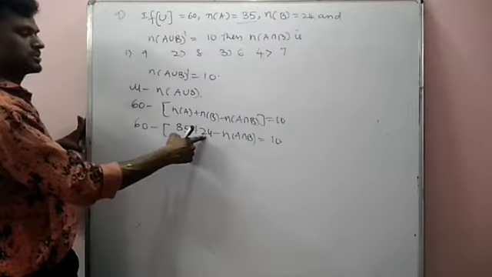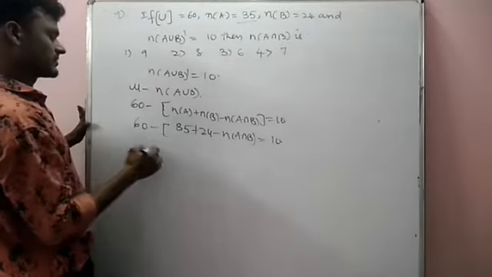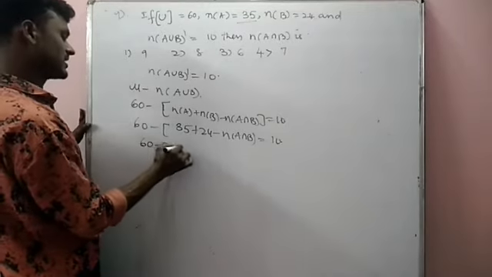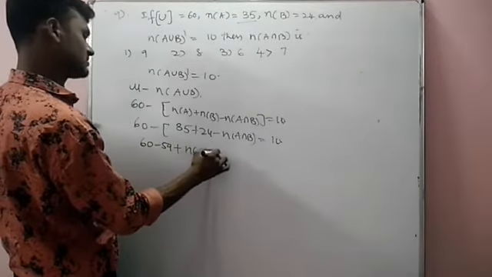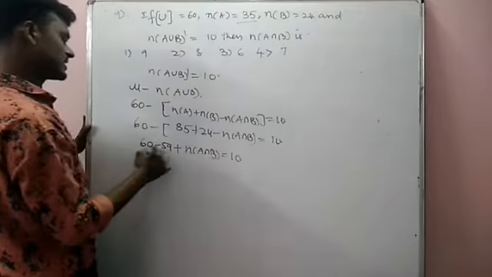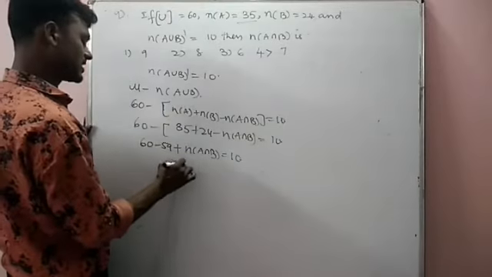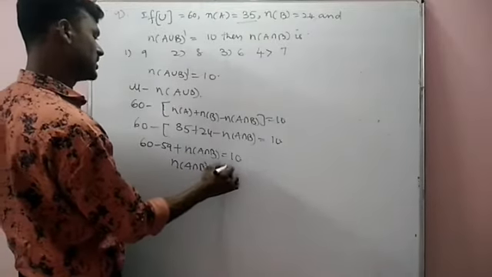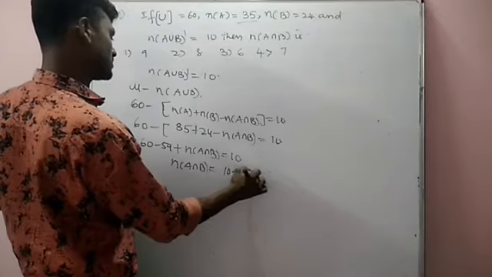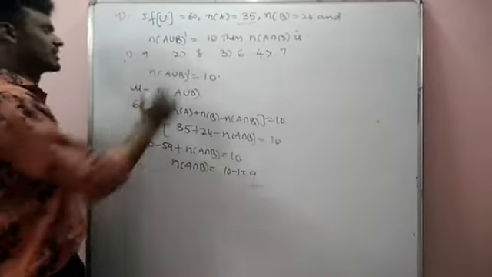Now 35 plus 24 is equal to 59. 60 minus 59 plus n of A intersection B is equal to 10. Then this is 1, this one to the other side, n of A intersection B is equal to 10 minus 1 is equal to 9. My option is 1.